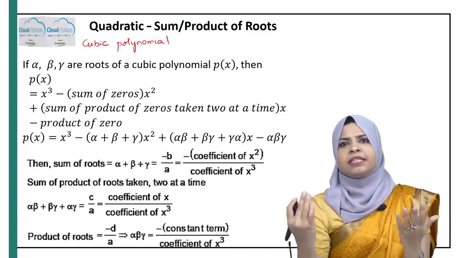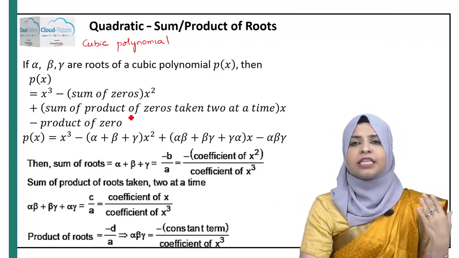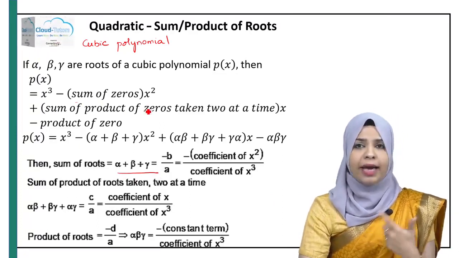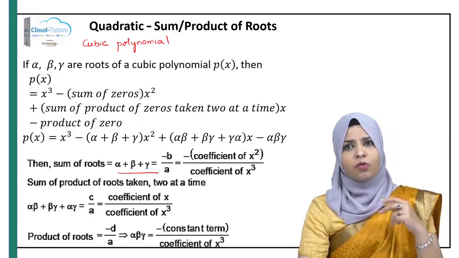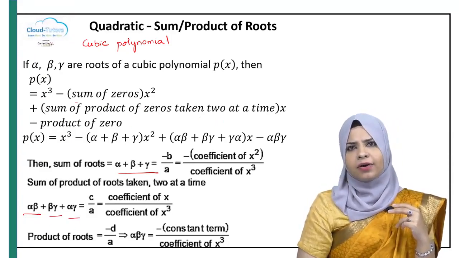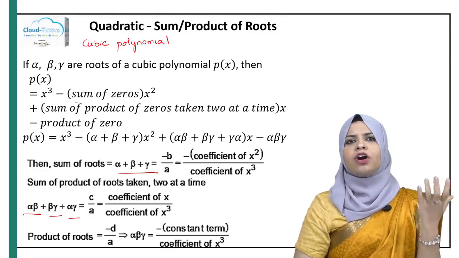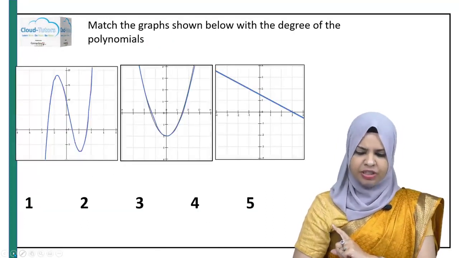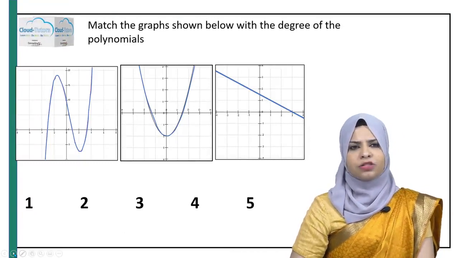Now how would I express the same polynomial in terms of roots? It is x cube minus sum of zeros. Sum of zeros is what? Alpha plus beta plus gamma, into x square, plus sum of products of zeros taken 2 at a time. So what does that mean? Alpha beta, beta gamma and alpha gamma. So this is 2 roots at a time. Then minus product of zeros. Product of zeros is alpha beta gamma. Okay. So with this information, let's quickly do this question and then we will move to the practice questions.